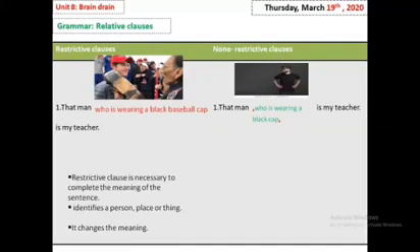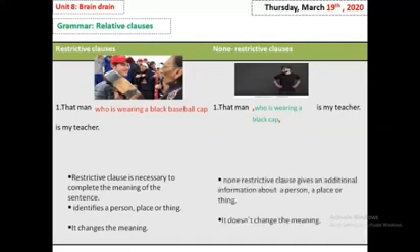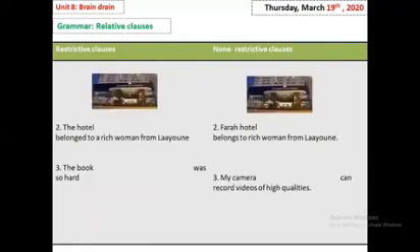The other example, non-restrictive clauses give additional information about a person, a place, or a thing, and it does not change the meaning if we omit it. The other example: the hotel belonged to a rich man from La'youn. Farah Hotel belongs to a rich woman from La'youn. Here we can say belongs, the same verb, but look here, Farah Hotel belongs to a rich woman from La'youn. So the sentence is clear.